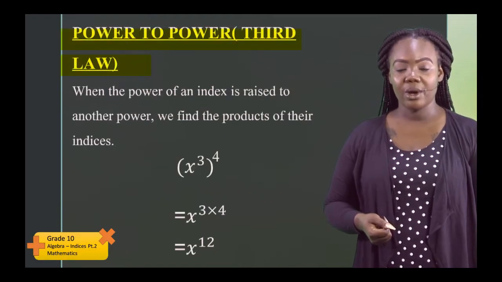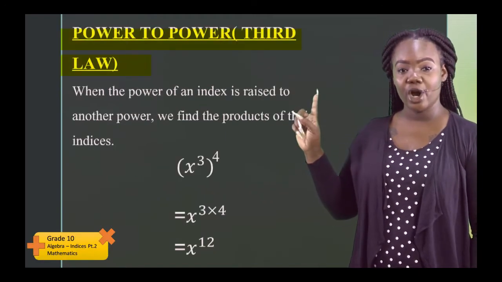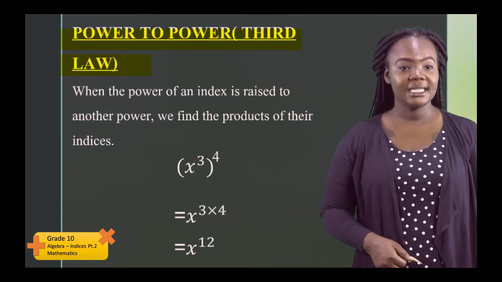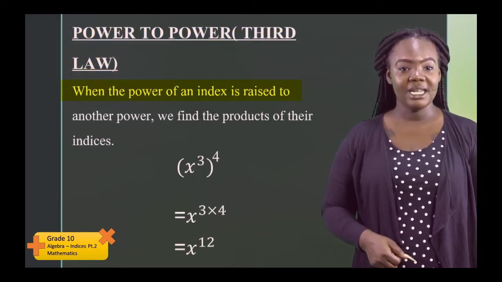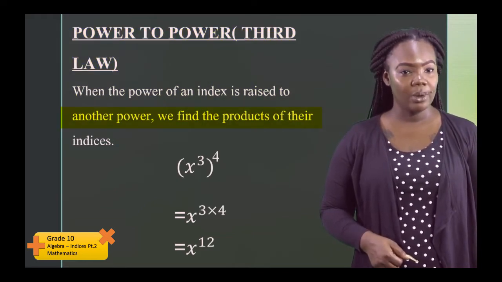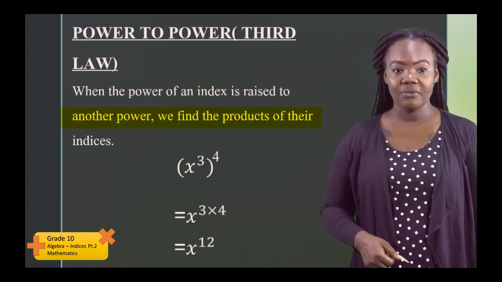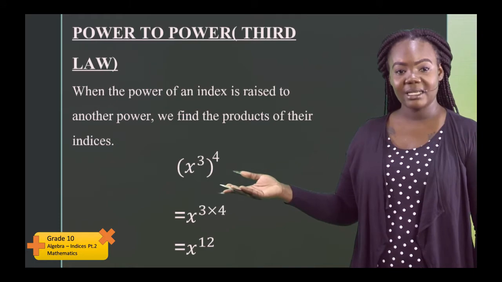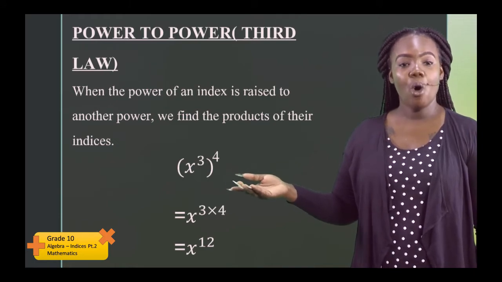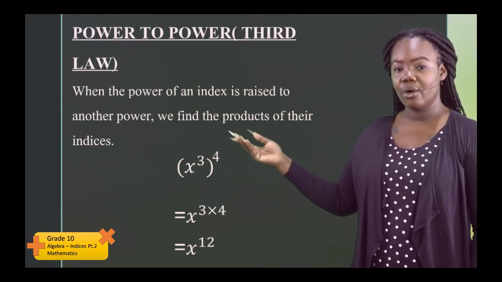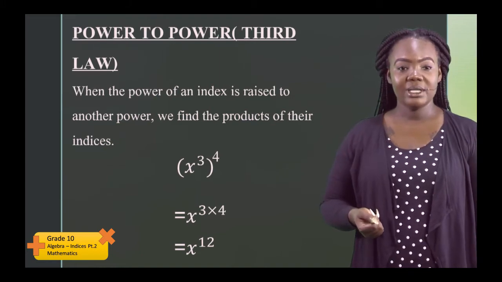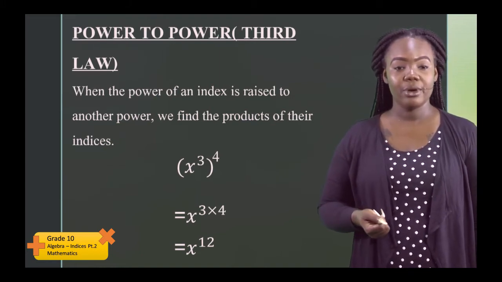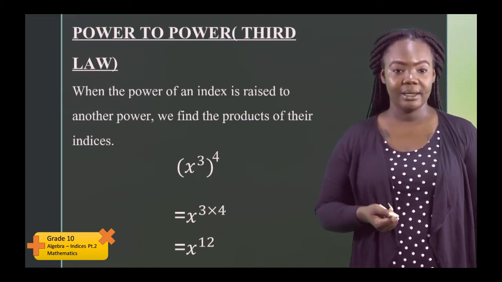The power to power, which is also known as the third law of indices, states that when the power of an index is raised to another power, we find the product of their indices. And you can see here we have x raised to the third power, and all of that is then raised to the fourth power. Now it says that we find the product, and the product means to multiply.